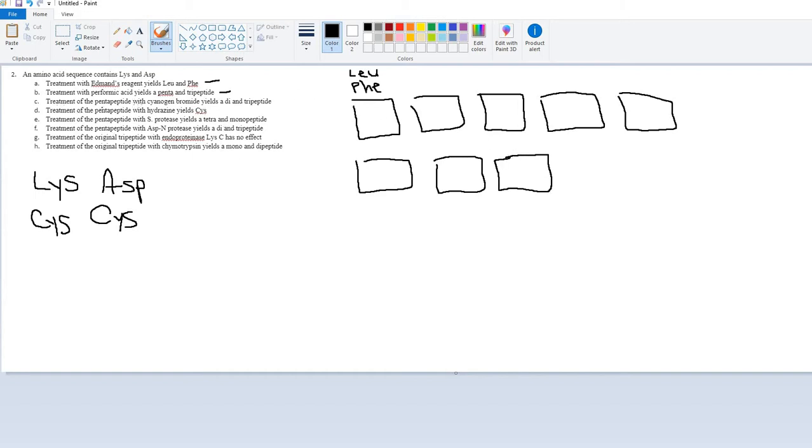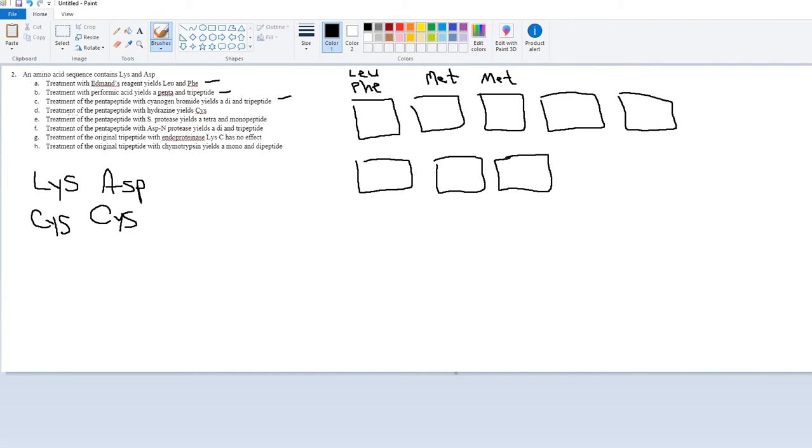Alright, so treatment of the pentapeptide with cyanogen bromide yields a di and a tripeptide. Cyanogen bromide is a methionine cleaver, and it cleaves at the C-terminal. So to get a di and a tripeptide out of this, we can either have a methionine be here, and this would be the dipeptide, this would be the tripeptide. It could also cleave here, or this would be the tripeptide, and this would be the dipeptide.